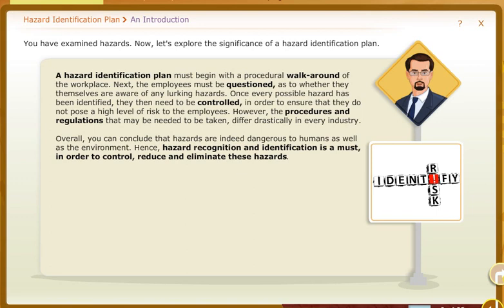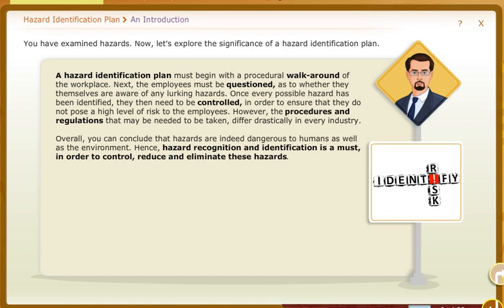Once every possible hazard has been identified, they then need to be controlled in order to ensure that they do not pose a high level of risk to the employees. However, the procedures and regulations that may be needed to be taken differ drastically in every industry.